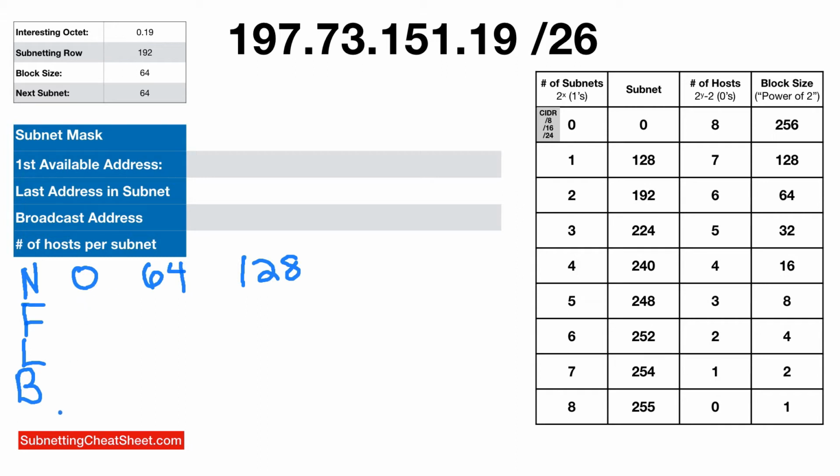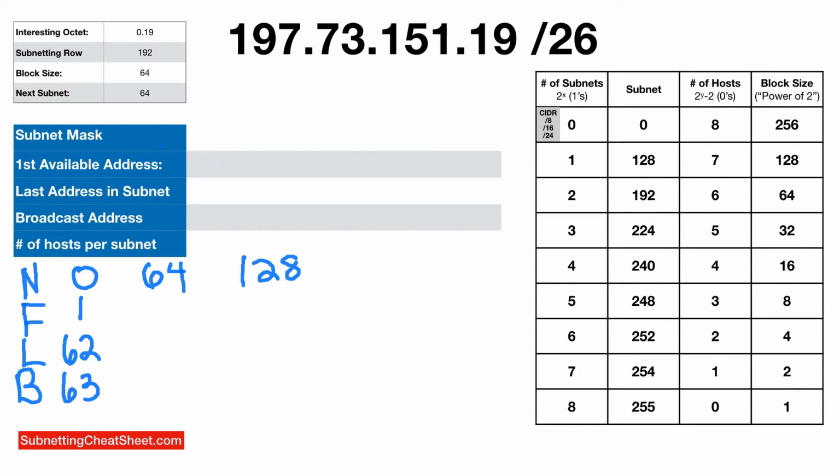So let's calculate this. Broadcast is one less than the next subnet, so that would be 63. And first is one more than the network. So if the network is 0, first is 1. And last is one less than 63, so it'd be 62. And that's it. That's all you need.